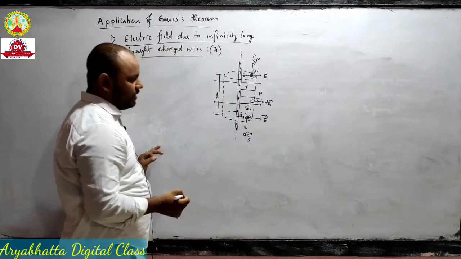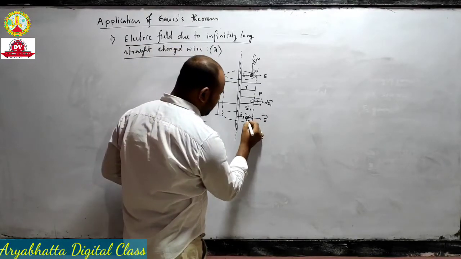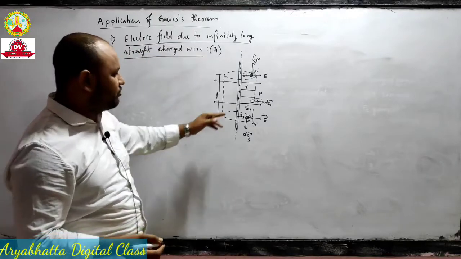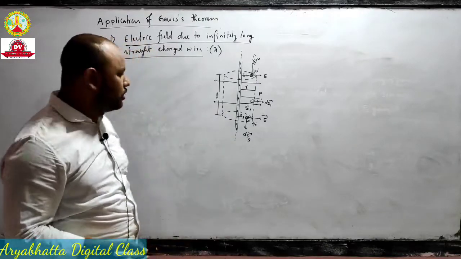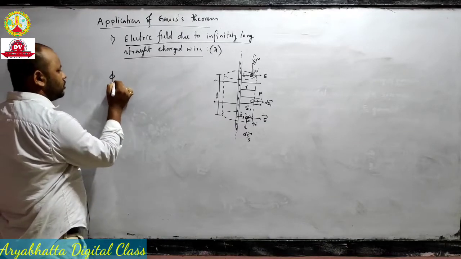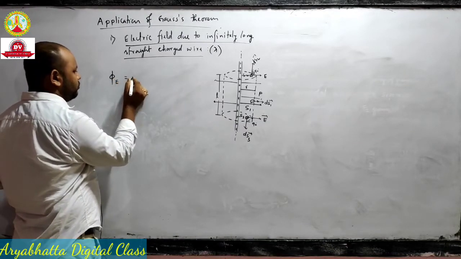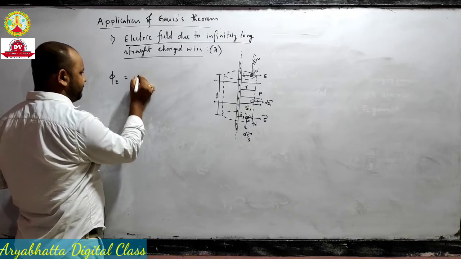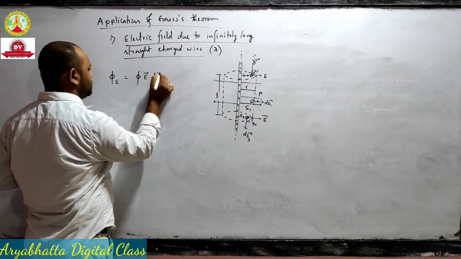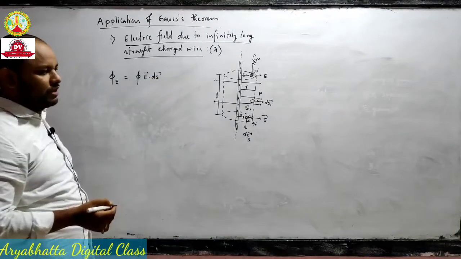This is the direction of electric field, and this is the angle between the electric field and area vector. Okay. Then what will be the value of total flux? The total flux phi is equal to integration E dot ds.